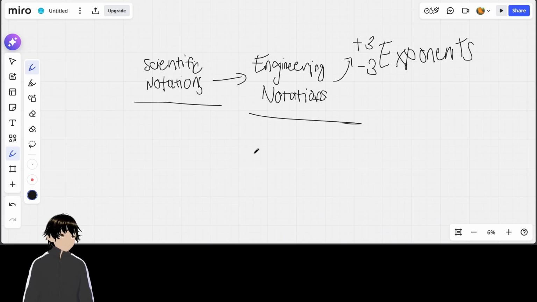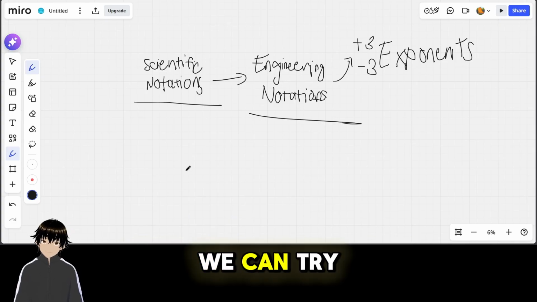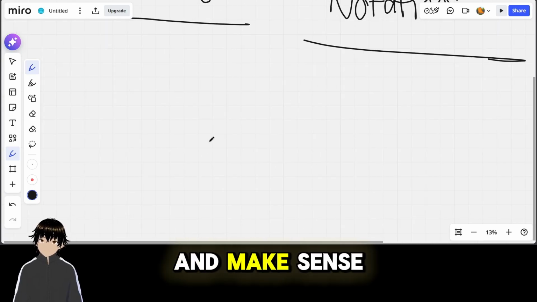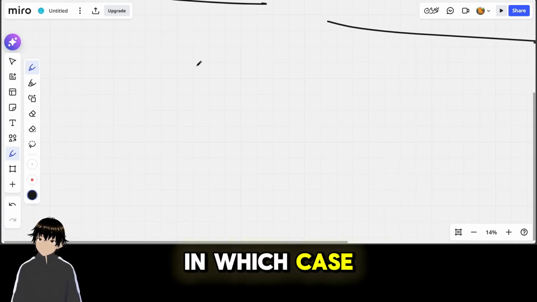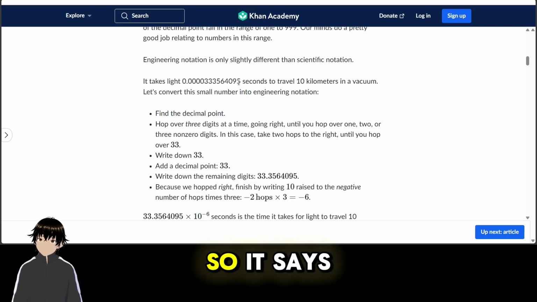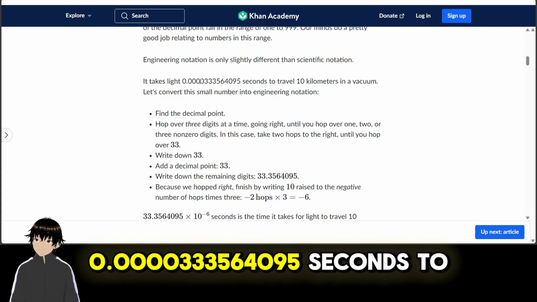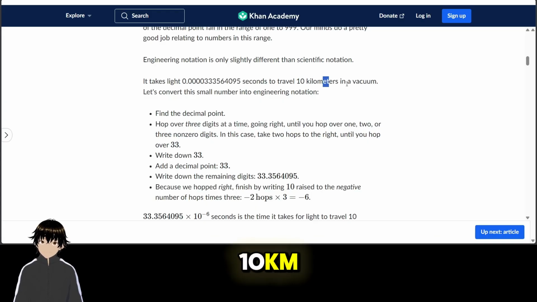So, given that information, we can try to apply it and make sense of it by finding an example. In which case, I could just find an example here in Khan Academy. Okay, so it says here it takes light 0.000333564095 seconds to travel 100 kilometers in a vacuum.